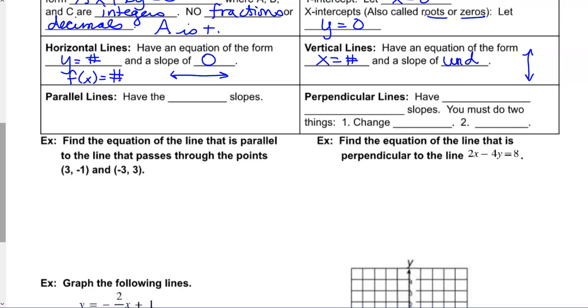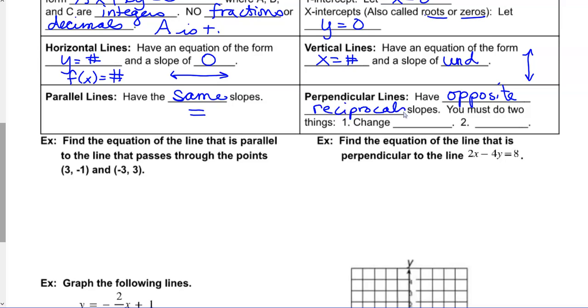All right, we will be working with some parallel and perpendicular lines. As a reminder, if we have parallel lines, they have the same slopes, or equal slopes. And for perpendicular lines, they are not equal. They have to be two different signs. What we refer to them as are opposite reciprocals.